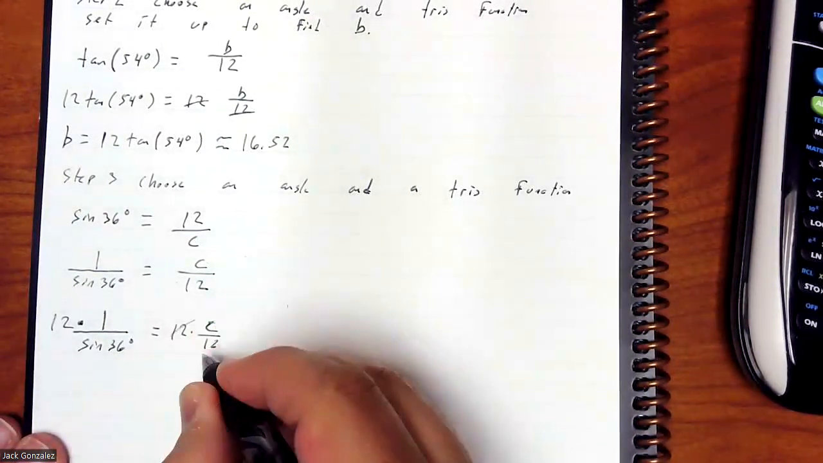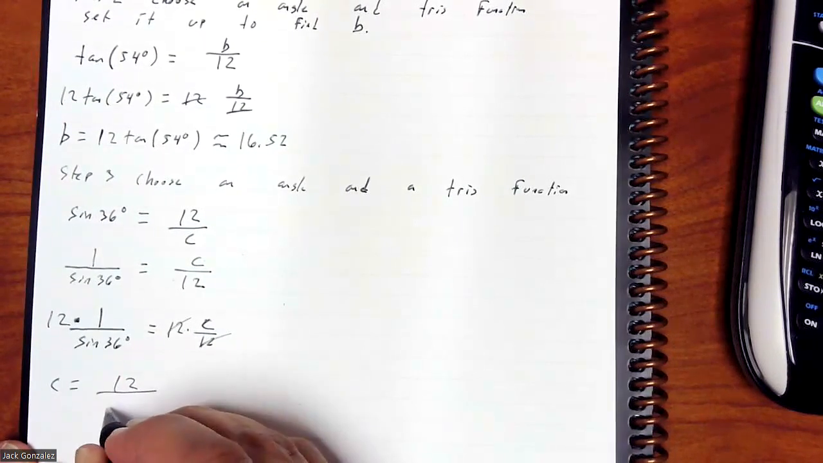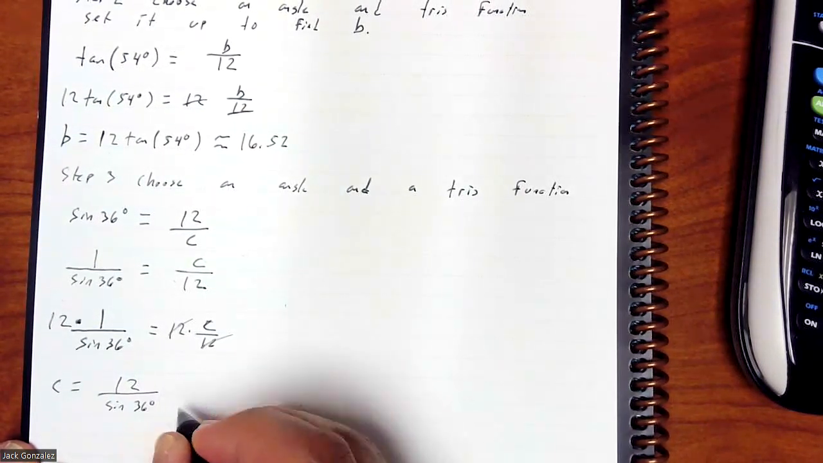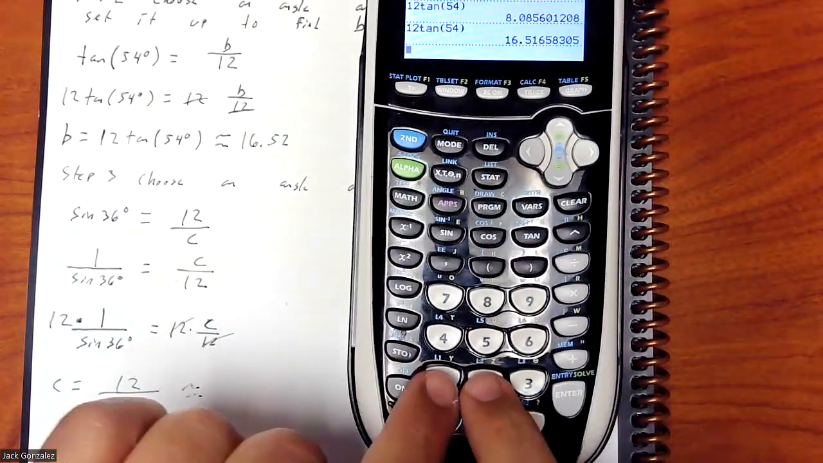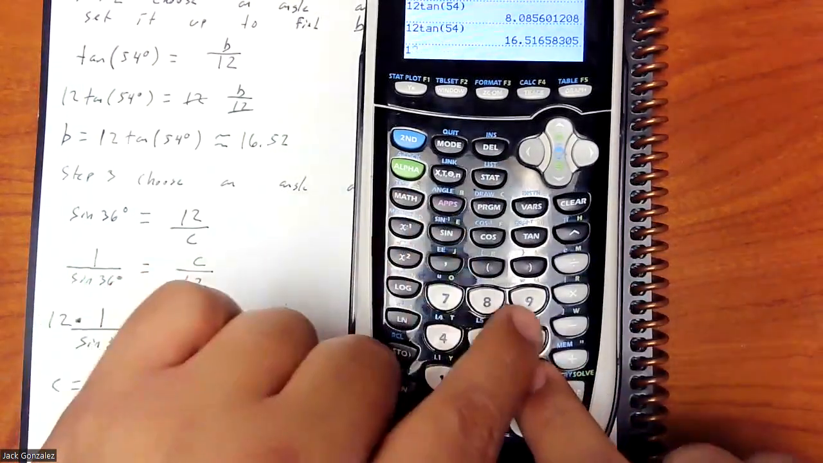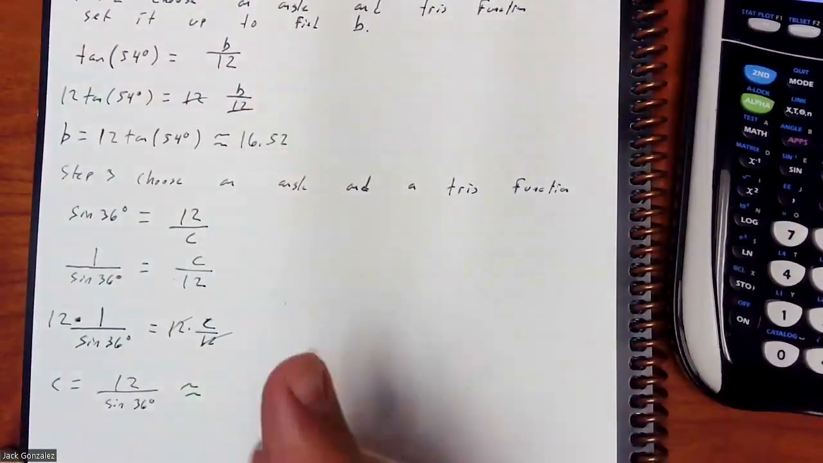So the 12's cancel, right? C is equal to 12 over sine 36. What is that? 20.42.